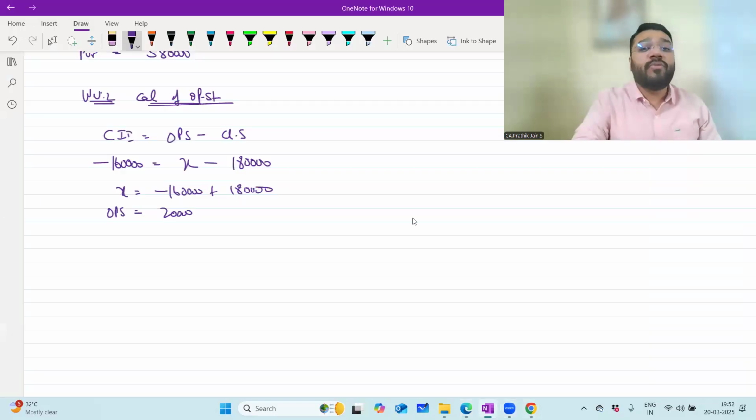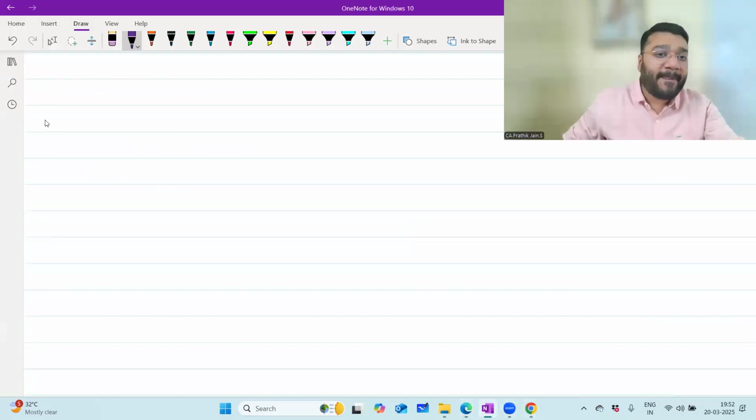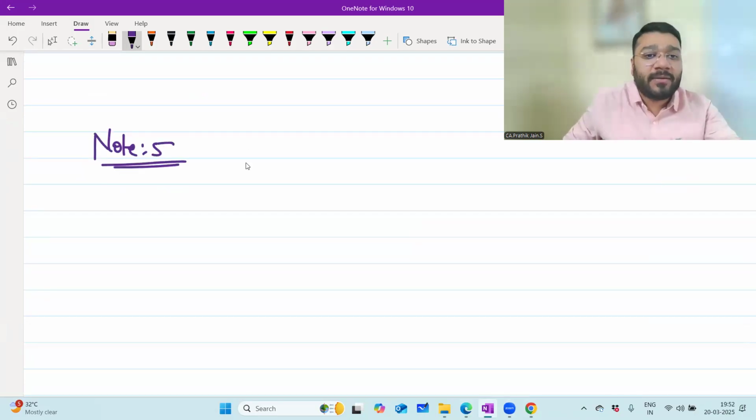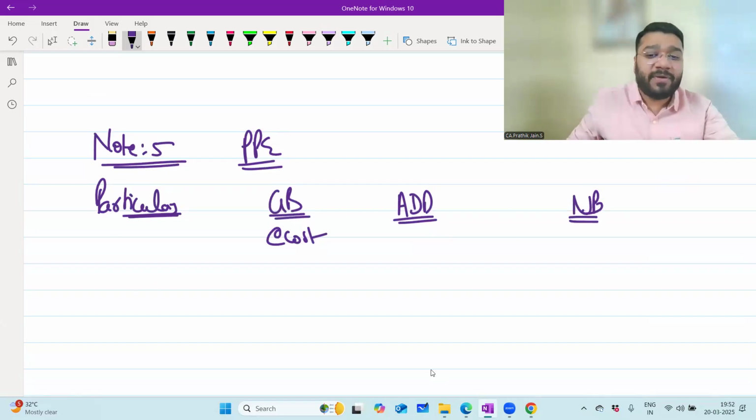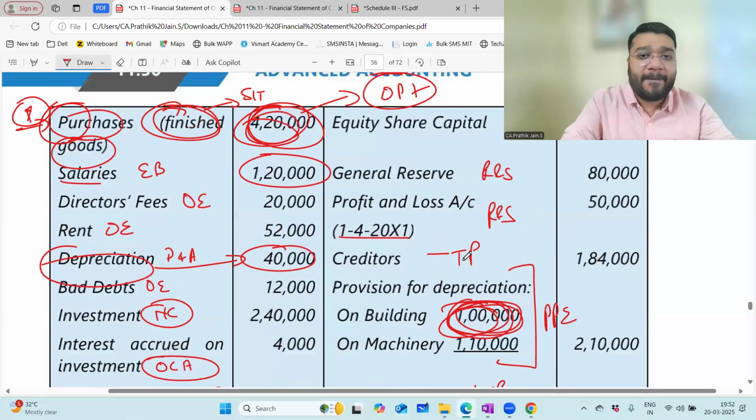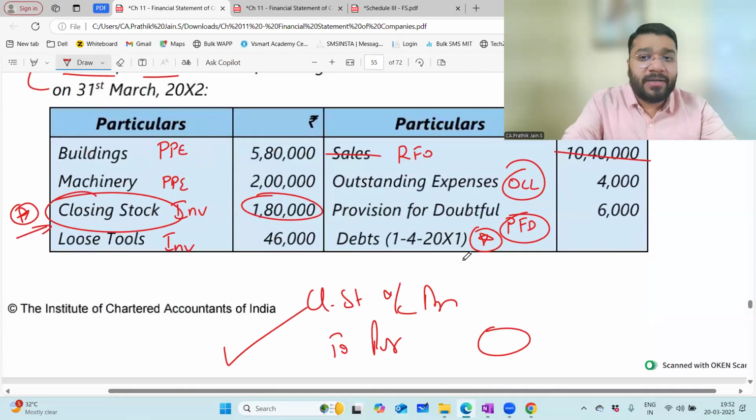Now, how do we present this in the notes to accounts? What is note number? 5. PPE. Particulars. Gross block. Always add cost. Accumulated depreciation. Net block. What is the first item? Building.